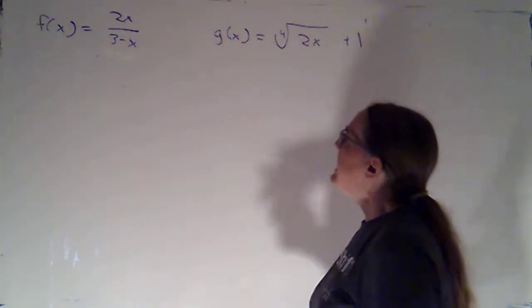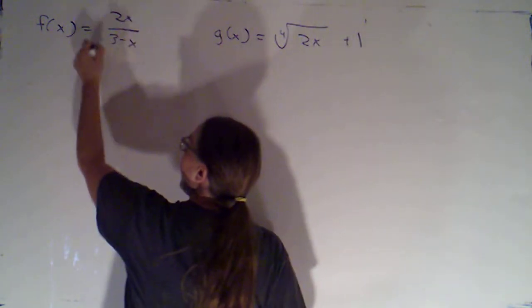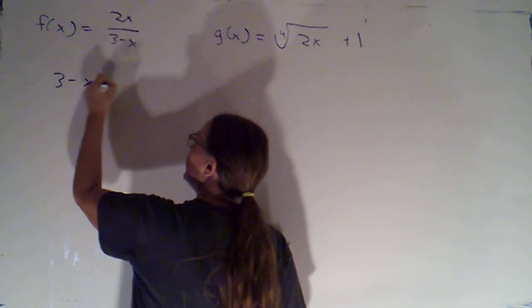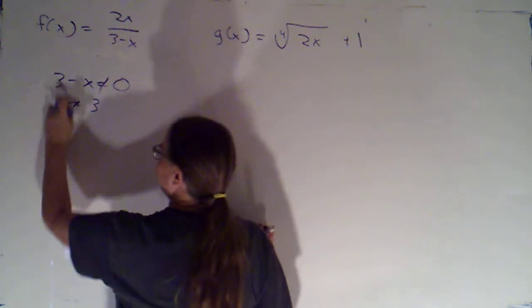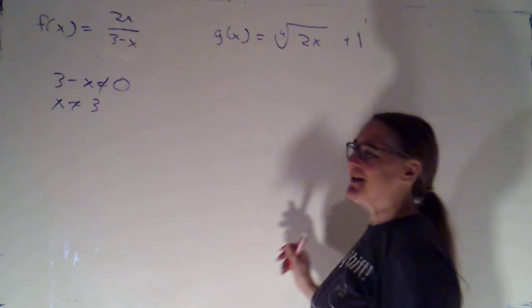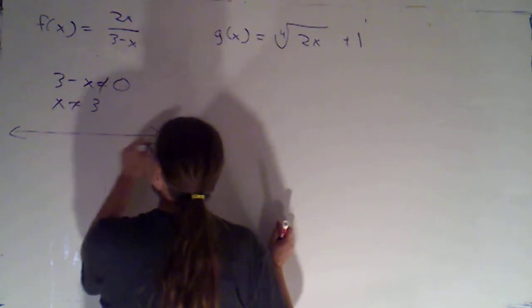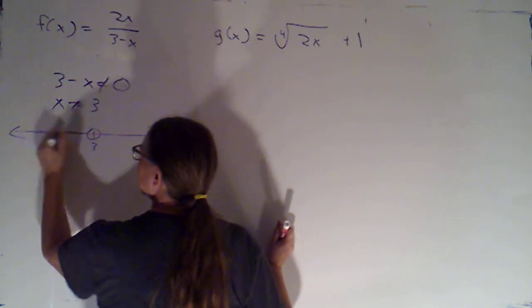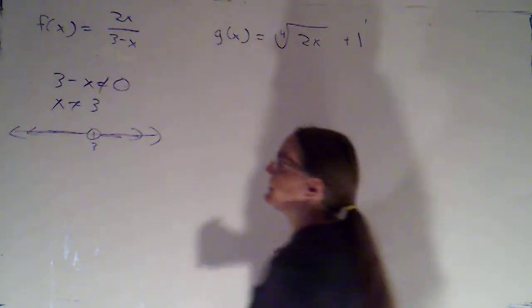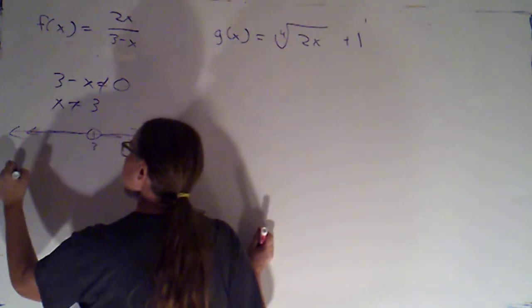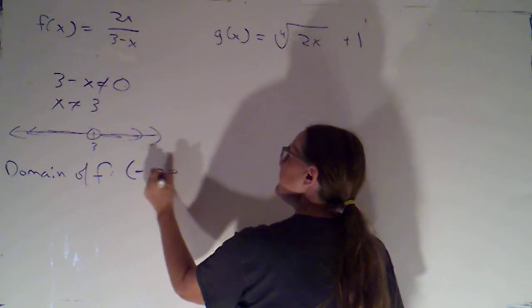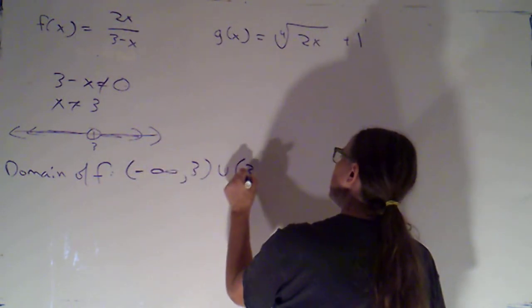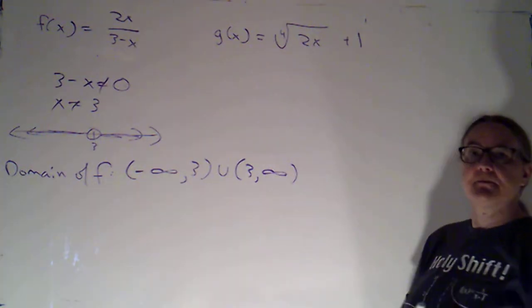Here are the two functions I gave you at the end of the last video. If I want to find the domain of f, it's a fraction. So again, the rule is that the denominator can't be 0. But that just means that x can't be 3. So if I were to graph that, that's everything except 3. So it's everything to the left of 3, everything to the right of 3. So the domain of f would be those two intervals, negative infinity to 3, union 3 to infinity.